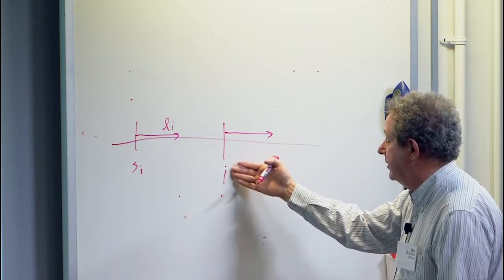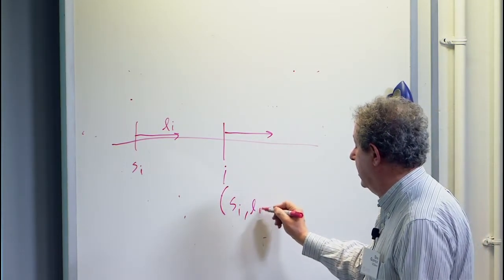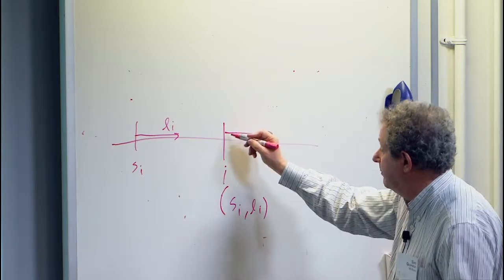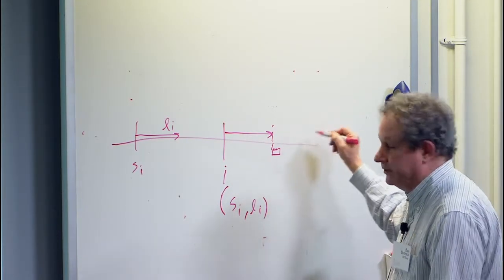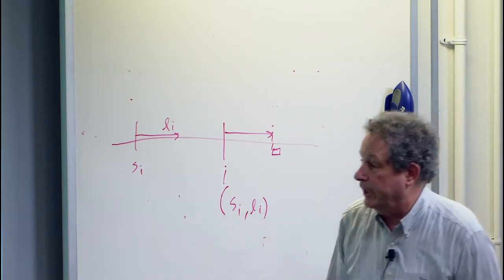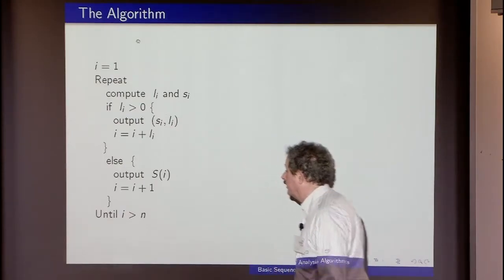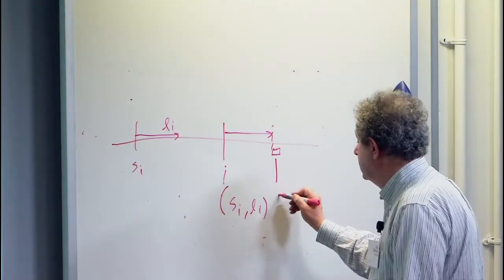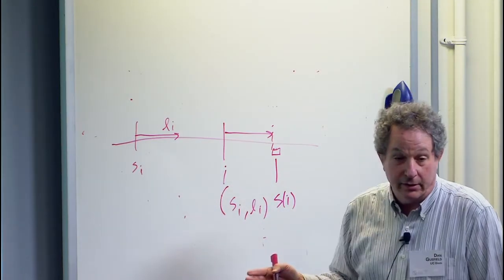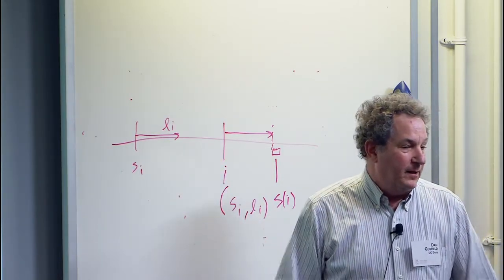So here, you would just output Si, Li, and then skip Li positions to here, and that's when you have to start compressing again or do the same thing. Otherwise, if Li is not bigger than 0, there's no previous occurrence of any pattern that starts at position I, then you just output that particular character, a single character, and you move over by 1 position. Everybody get it? Okay, that's the Lempel.